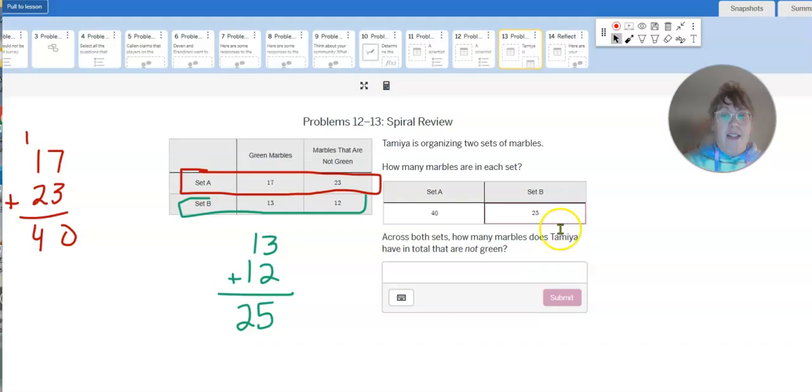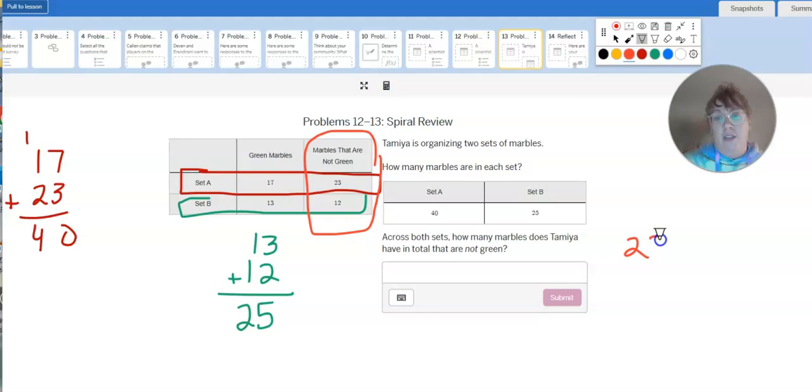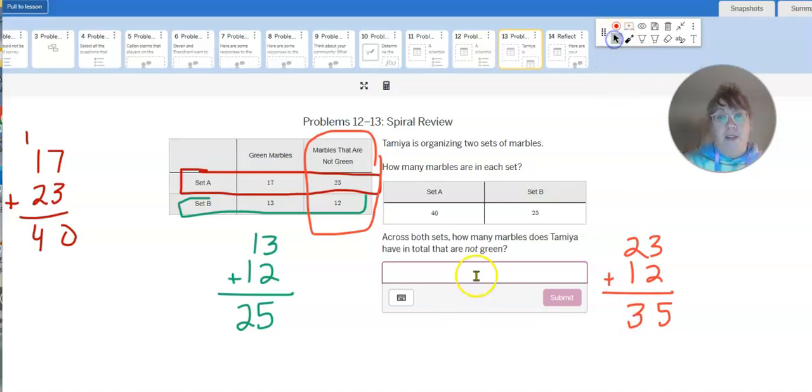Across both sets, how many marbles does Tamaya have in total that are not green? So now we're looking all in the not green column, and that is 23 and 12 are all the marbles that are not green, which gets us 35 in total.